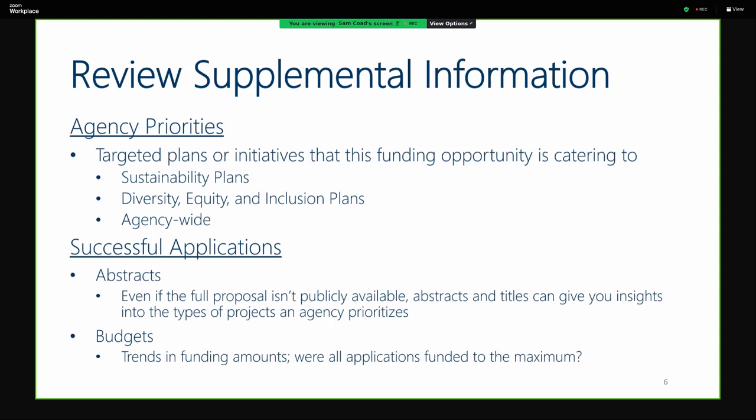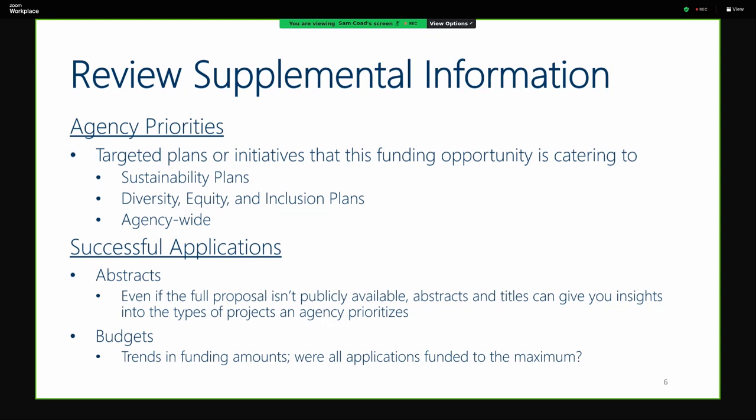Another thing that some agencies do is that they have successful applications posted on their website, especially federal sources, since they're being funded by public money. Some of them will include abstracts, even if the full proposal isn't available. Abstracts and titles can give you insights into the types of projects that the funding agency prioritizes. So even if they don't have the full proposal, you can see what they funded in the past and see if your proposal fits into that trend.